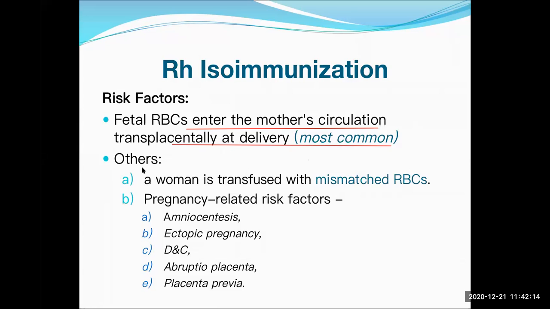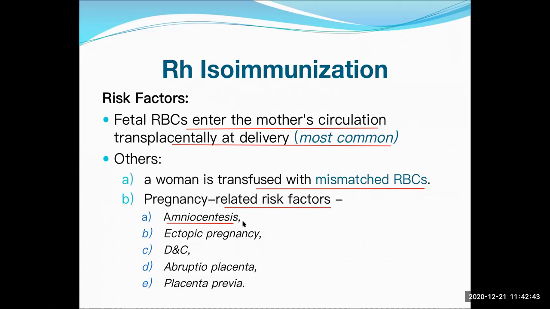Now, what are the other ways? See this. A woman is transfused with mismatched blood or mismatched RBC. She is Rh negative, but we give Rh positive blood to her. This is called mismatched transfusion. So she will definitely develop some antibody against that. And other related risk factors are amniocentesis.